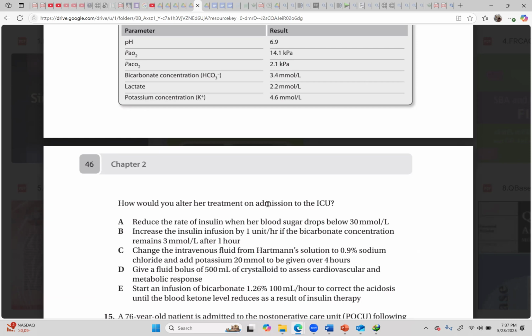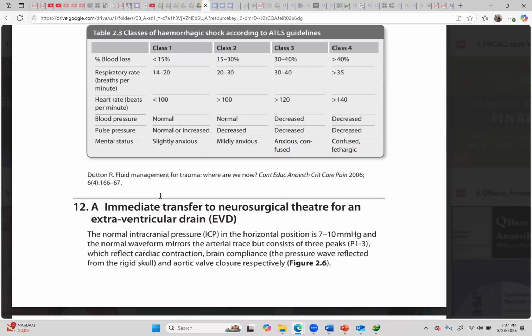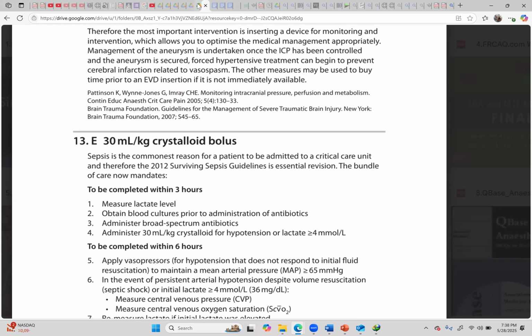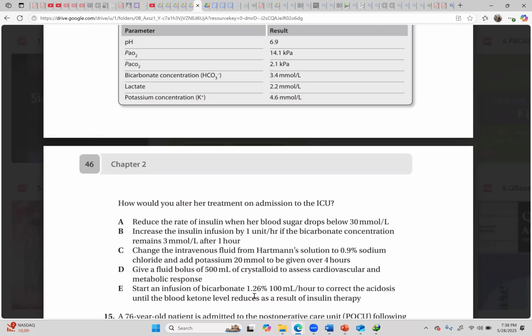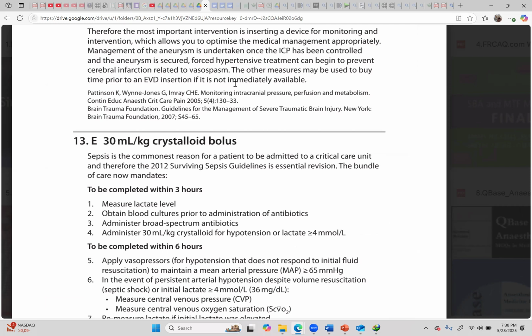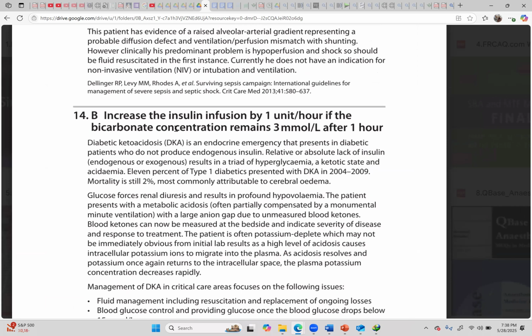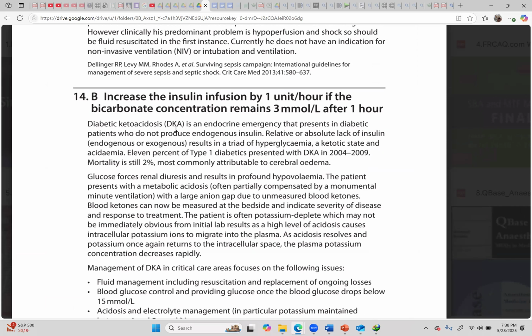So I think, let's see, I think it's D. No, just a second. So it's crystalloid bolus. So start an infusion of bicarb 1.26%, 100 ml per hour to correct the acidosis until the blood ketones reduce as a result of insulin therapy. Just a second, I think it's not the answer. Yeah, wrong. Increase the insulin, this is the answer. Increase the insulin infusion by 1 unit per hour if the bicarbonate concentration remains 3 millimole per liter after 1 hour. I think bicarb is not given like that in DKA because the reason is something else.